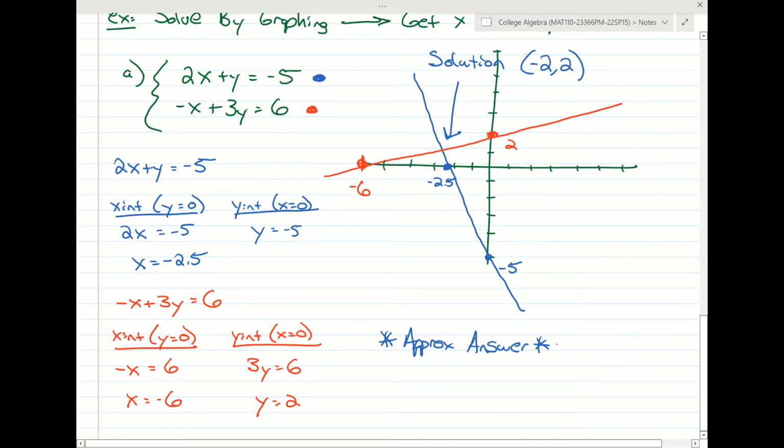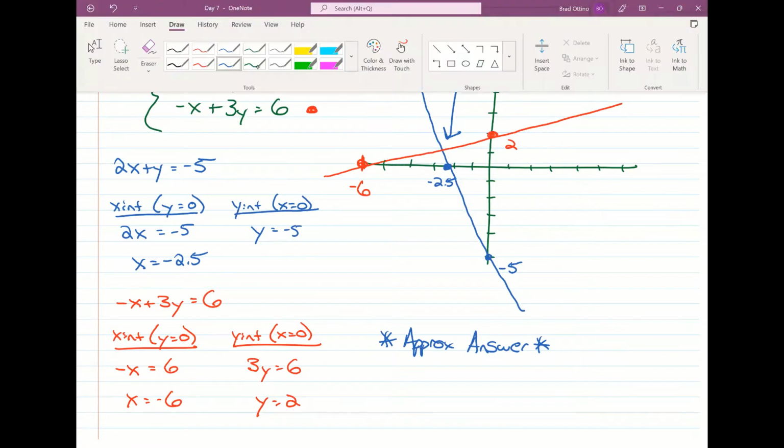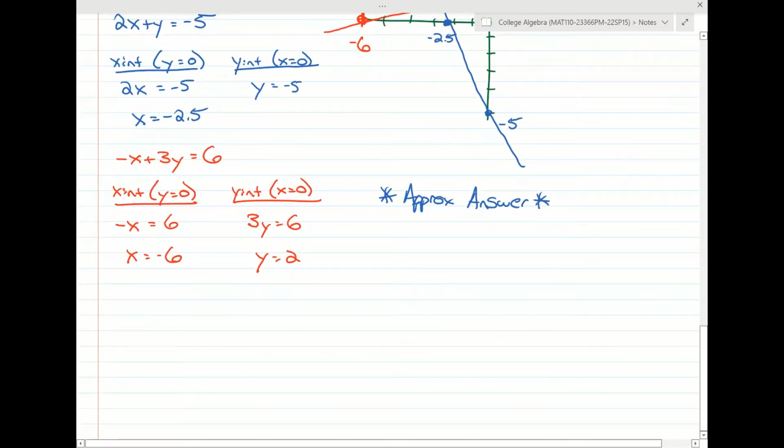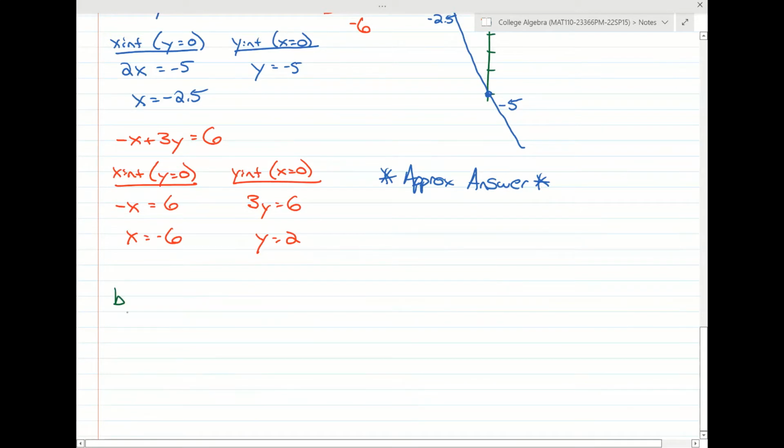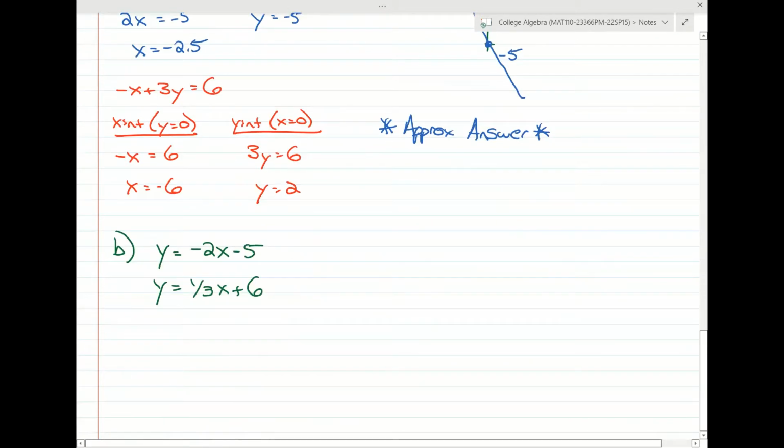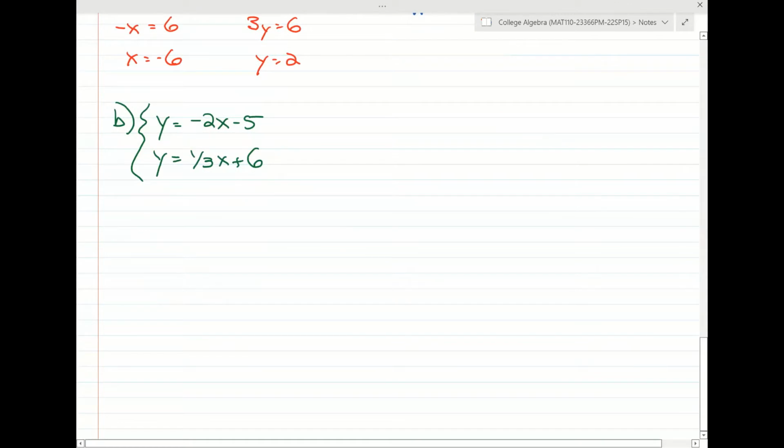All right. What about something like this? If we had y is equal to -2x minus 5, and y is equal to 1/3 x plus 6. I put that little bracket on there to mean that it's a system. Those two equations are part of a system. So we could graph this in slope-intercept form. So I'm going to go 10 units in each direction.